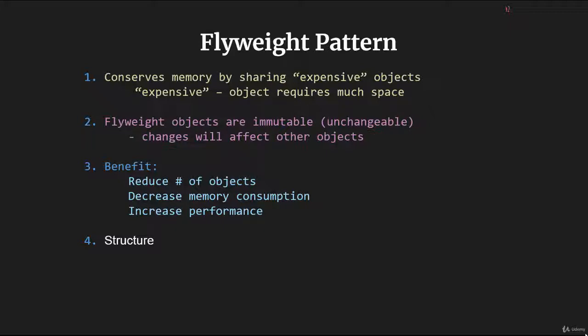Shared Flyweight objects are immutable. It means they cannot be changed because they represent the characteristics that are shared with other objects. If there is a large number of objects that may not fit in memory, the Flyweight design pattern is the best choice. Because using this pattern, you will decrease memory consumption and increase performance of your application.